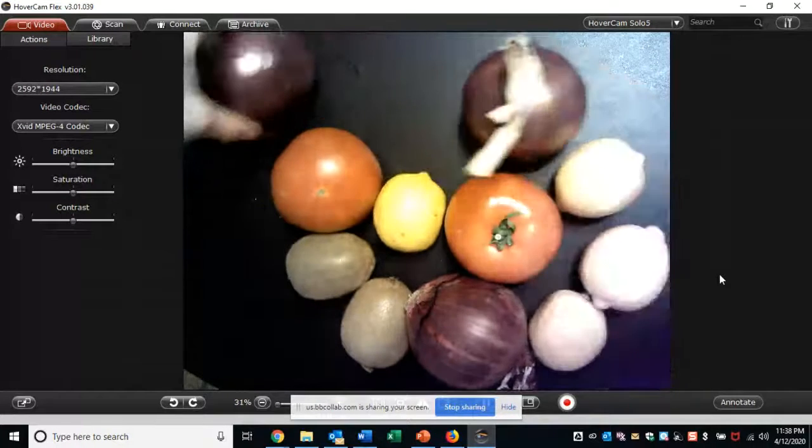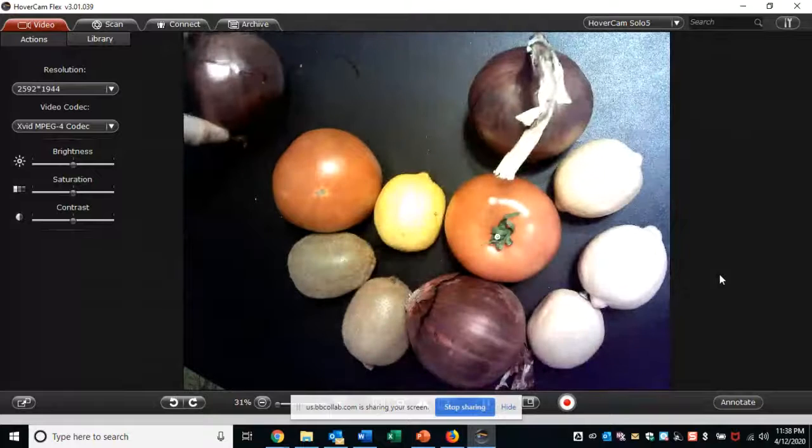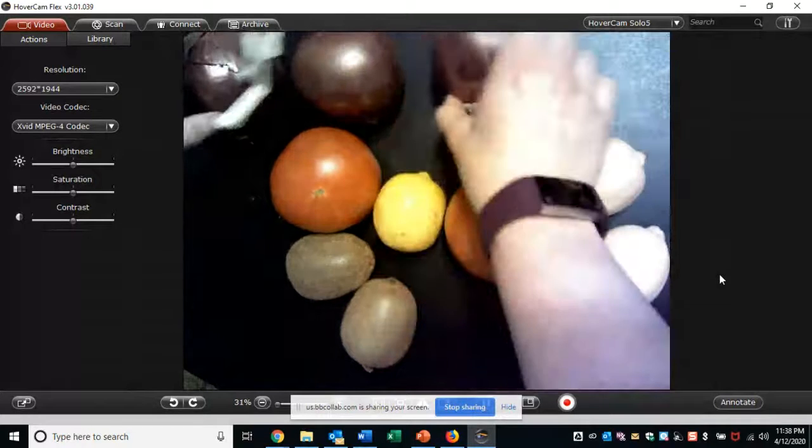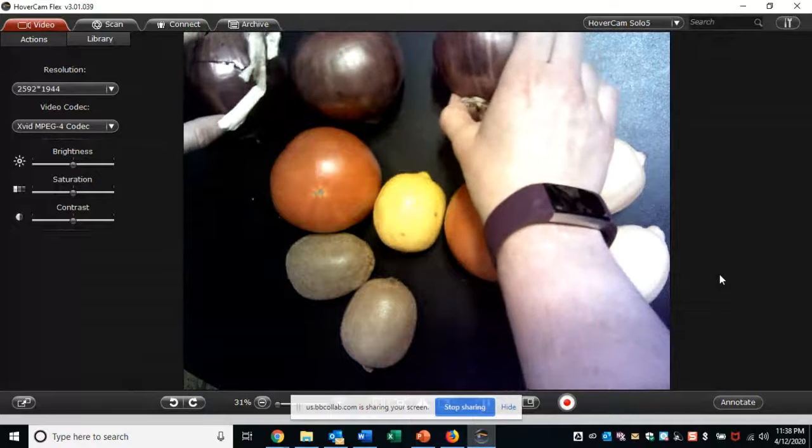So this is a red onion. I'm going to line up my red onions. Start with that in the corner. Here are all the red onions. So I have 3 red onions.